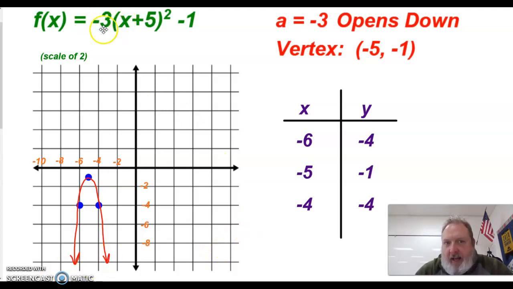So again, the a value, that tells us up or down. In this case, this one's opening down because it's negative. From our standard form here, we can get the vertex of -5, -1. And then I just picked a point on either side of the vertex to get a few more points so I could plot this. Got 2 more examples similar to these.